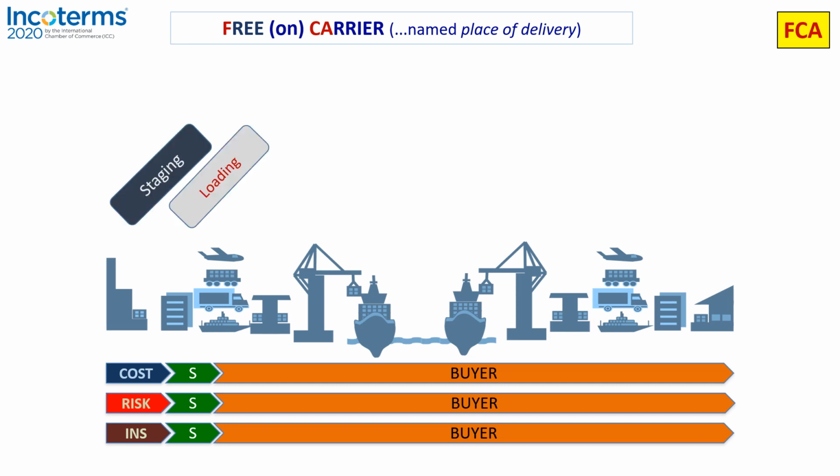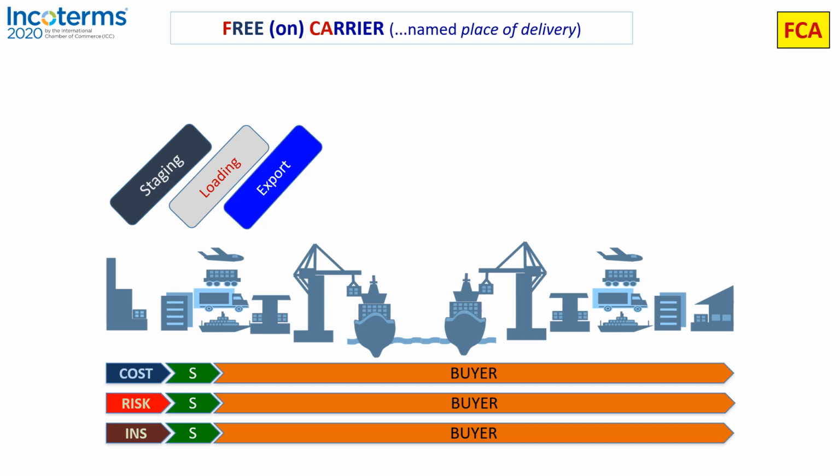Staging is the seller's responsibility. Loading onto the vehicle placed in the seller's warehouse is the seller's responsibility. So this is where the variation comes between Ex Works and FCA. In Ex Works, it is the buyer's responsibility to do the loading, though in practice many times the seller does it. So I would recommend that if the seller is doing the loading and bearing the cost for it, it is better to convert those sales terms into FCA rather than sticking to Ex Works.